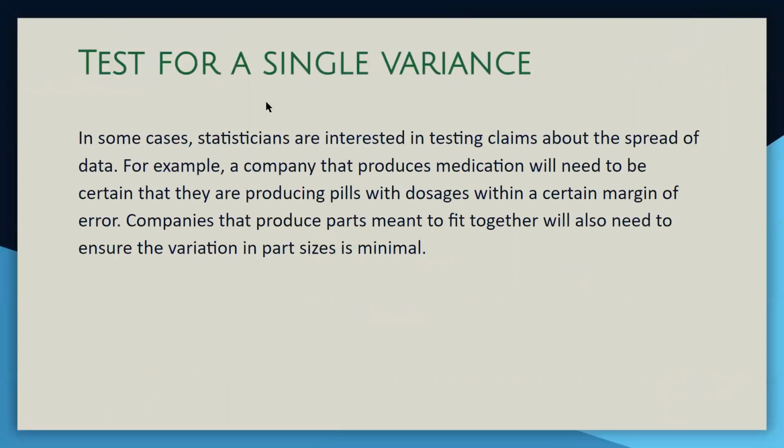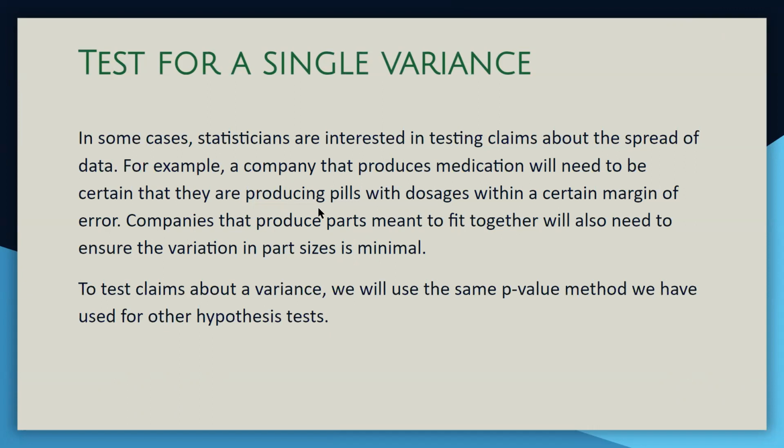In some cases, statisticians are interested in testing claims about the spread of data. For example, a company that produces medication will need to be certain that they are producing pills with dosages within a certain margin of error. So they want their spread, their standard deviation or variance, to be very small. Similar idea for companies that produce parts that are meant to fit together, like IKEA. You need the variation in those part sizes to be small so that the parts will fit together as intended.